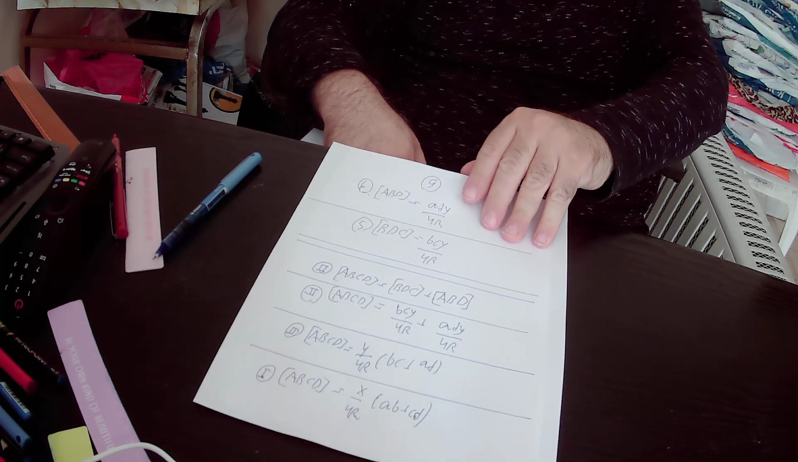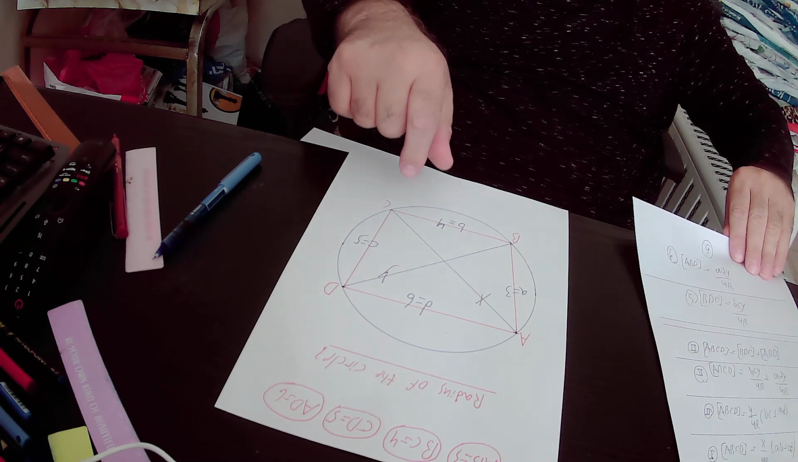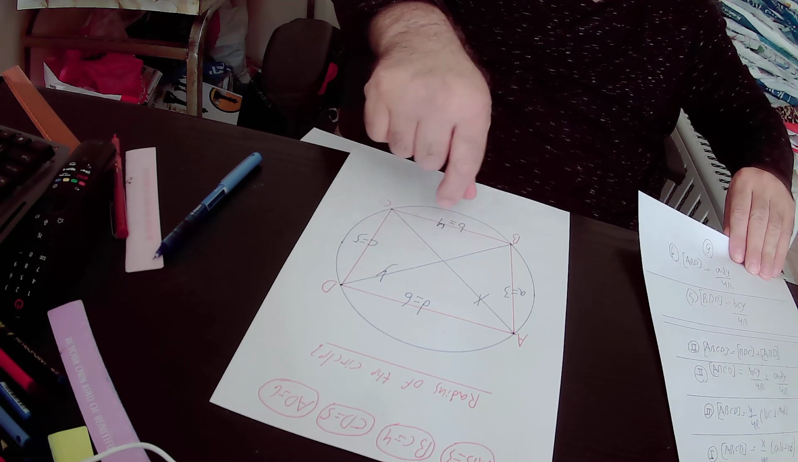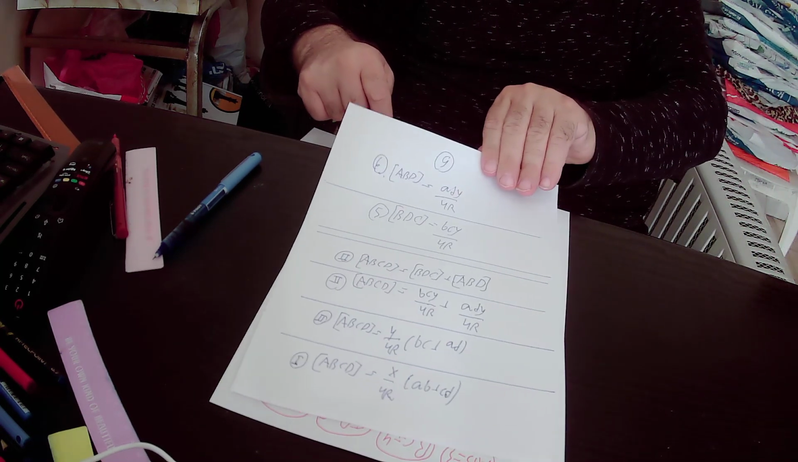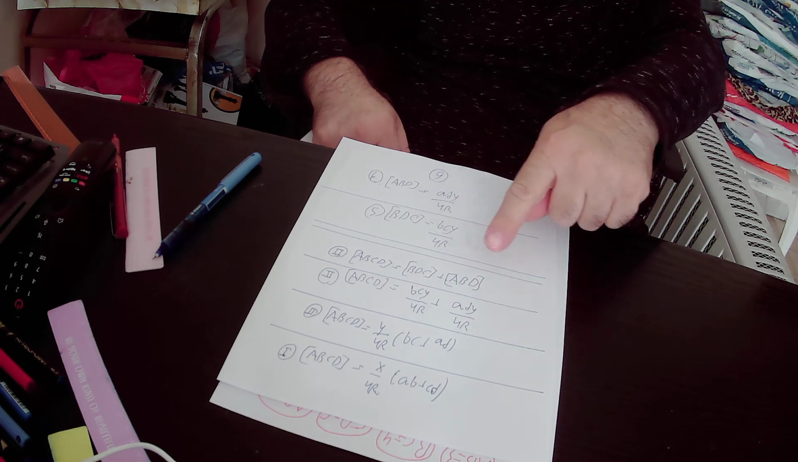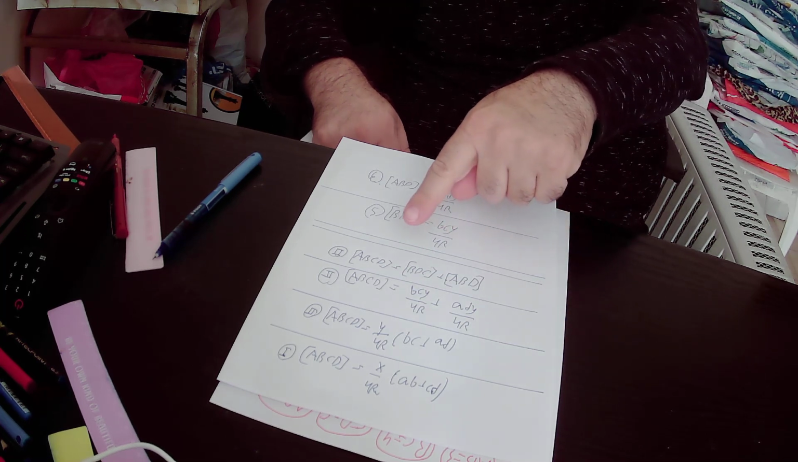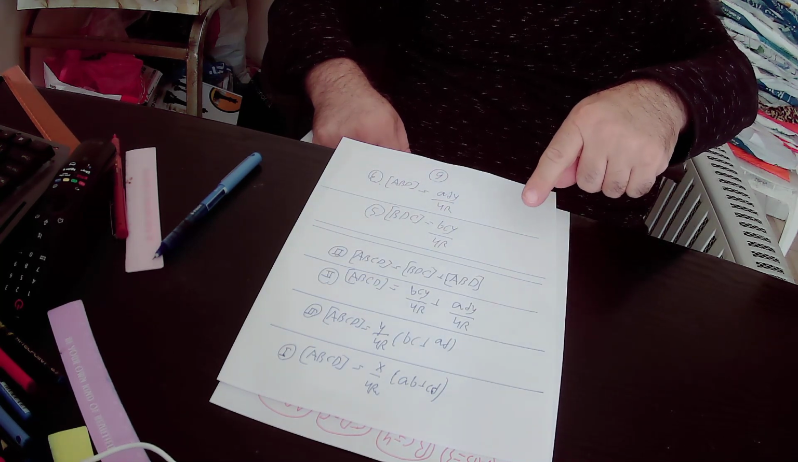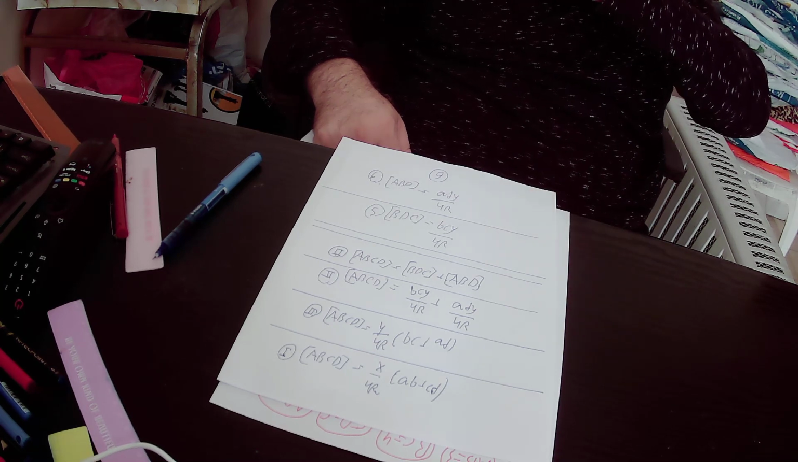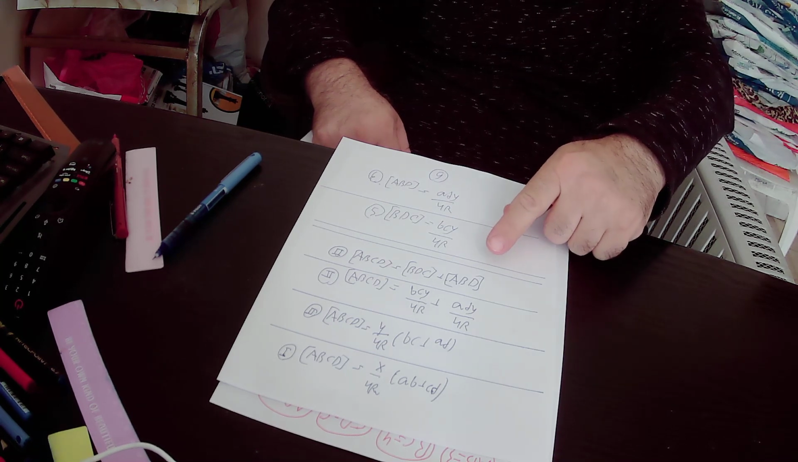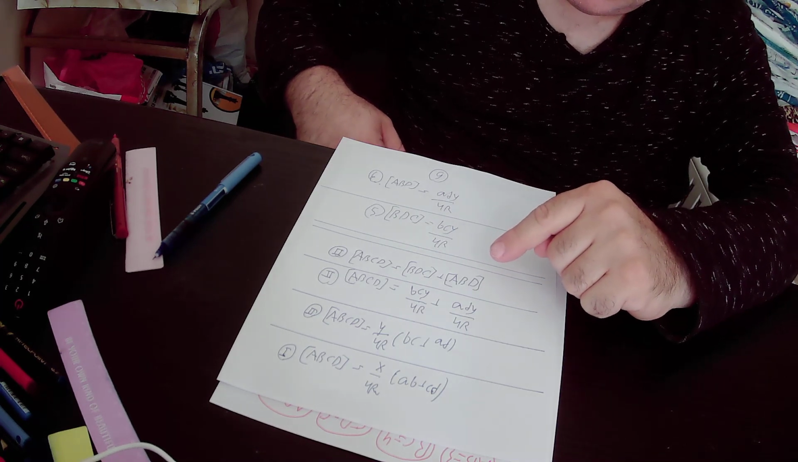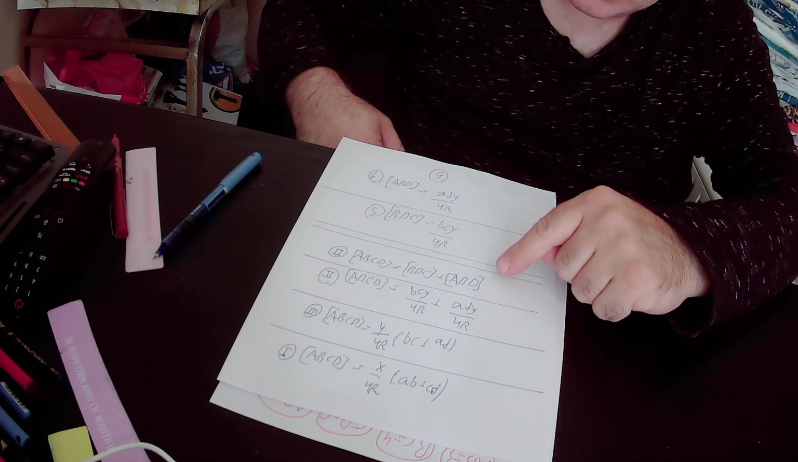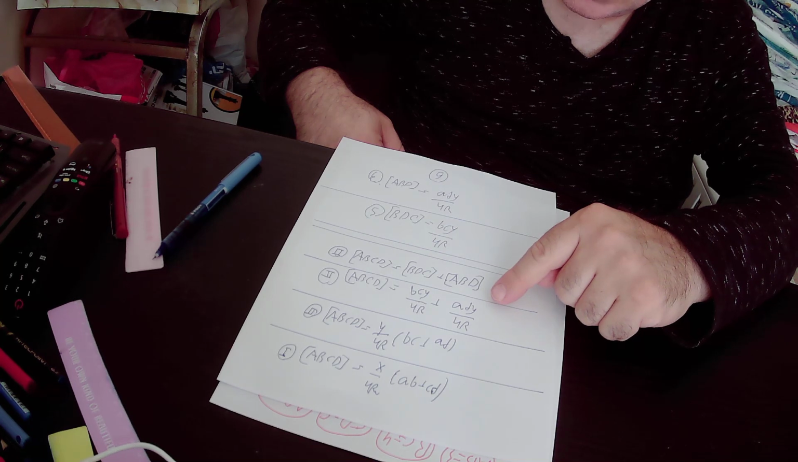And actually, the area of triangle ABD plus the area of triangle BDC is equal to the area of quadrilateral ABCD. The area of triangle BDC plus the area of triangle ABD equals the area of quadrilateral ABCD. Here we have already found out that the area of triangle BDC equals BCY over 4R, and the area of triangle ABD equals ADY over 4R.